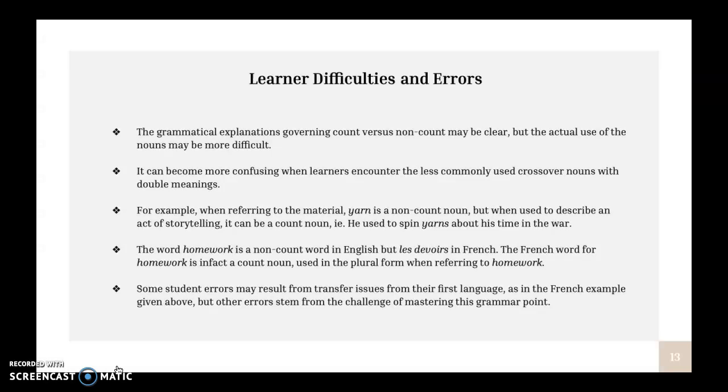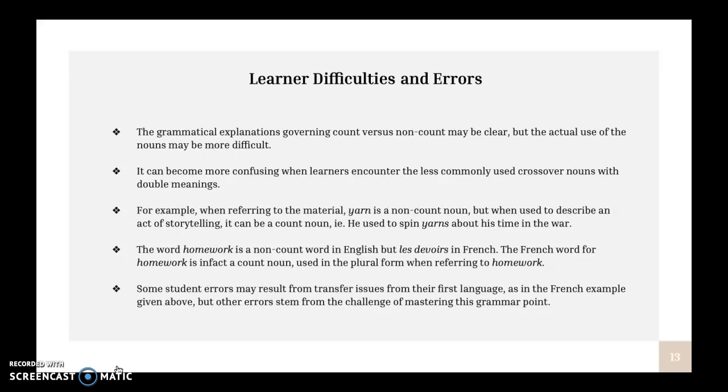Here are some learner difficulties and errors. The grammatical explanations governing count versus non-count may be clear, but the actual use of the nouns may be more difficult. It can become more confusing when learners encounter the less commonly used crossover nouns with double meanings. For example, when referring to the material yarn, it is a non-count noun. But when used to describe the act of storytelling, it can be a count noun. He used to spin yarns about his time in the war.